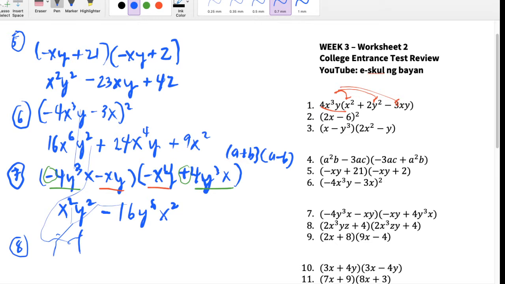Square this one, that's equal to 4 x raised to 6 y squared z squared, okay, plus 2 times 4 times 2. So, that's equal to 16. And then, i-multiply natin yung variables nila, x cubed y times z. Wala namang variable to, just a constant. Plus 4 squared or 16. Okay? May questions ba so far?